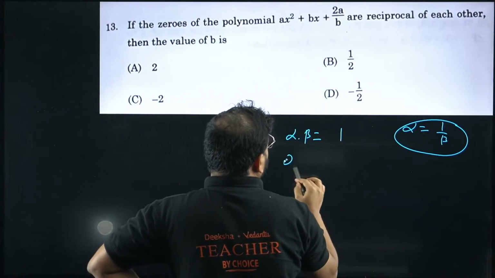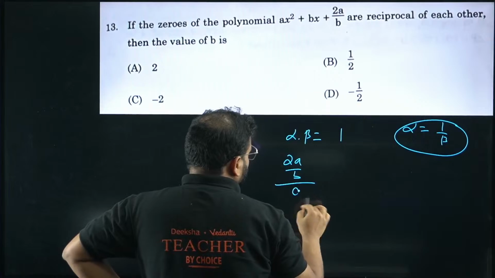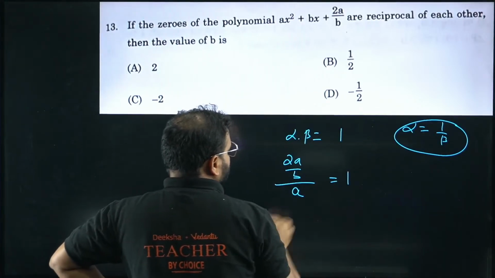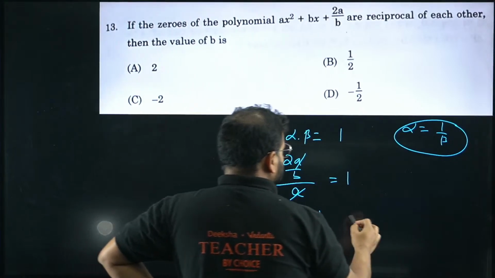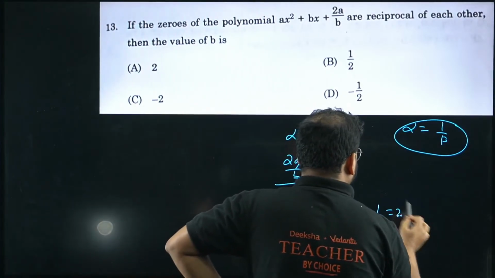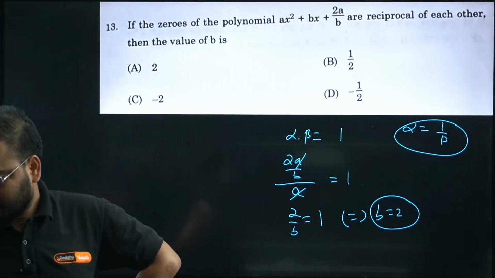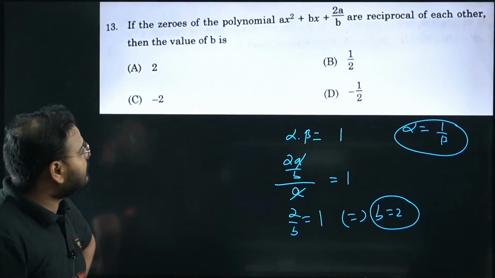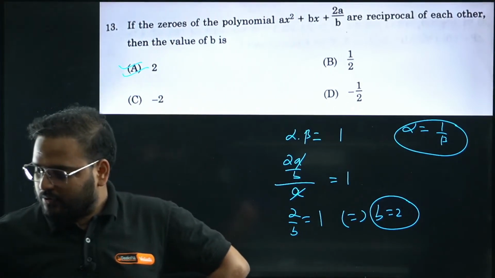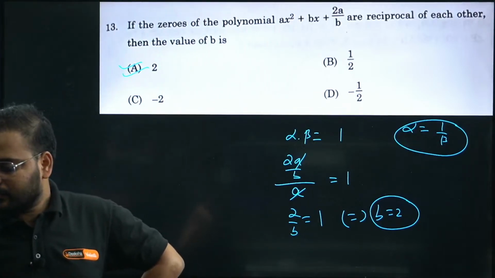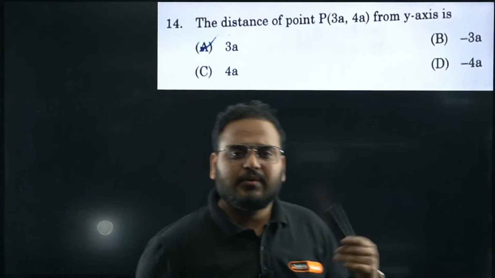You will have 2a by b upon the coefficient of x square, which is a. I get a and a cancelled. Getting 2 by b equals 1. Hence, b value is nothing but 2. Have a look. b value is nothing but 2. So your answer for the 13th one is b is 2, option A. Please check. 13th one answer is b is 2. Done. So let's move on now. Question number 14. So far you can see questions are easy only.